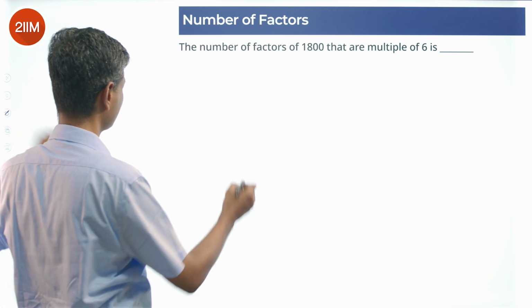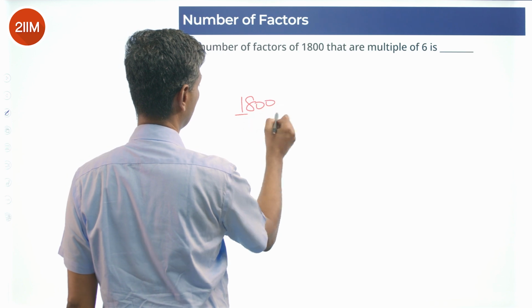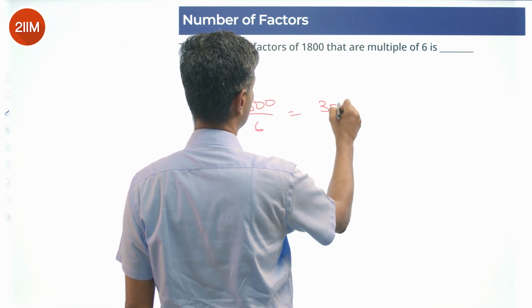Other way of doing it, take 1800 divided by 6, find the number of factors of this number.